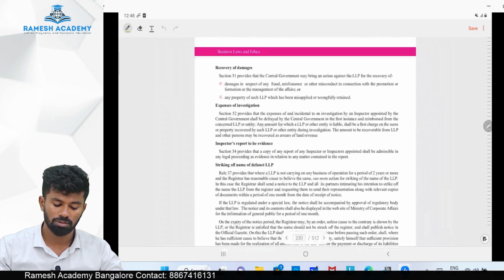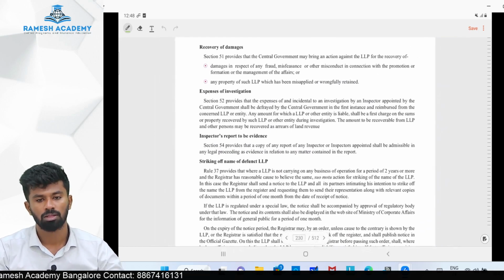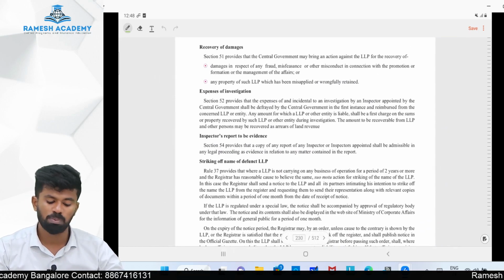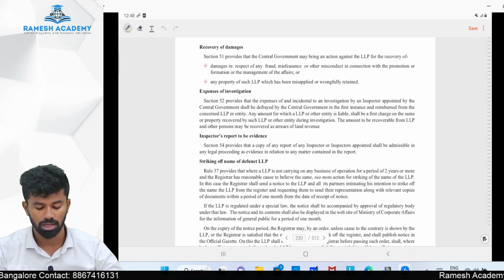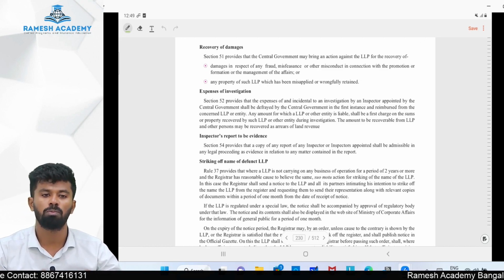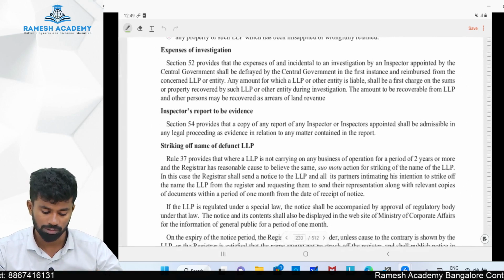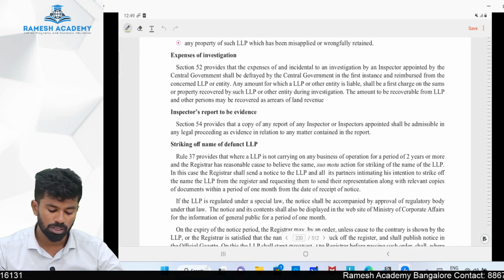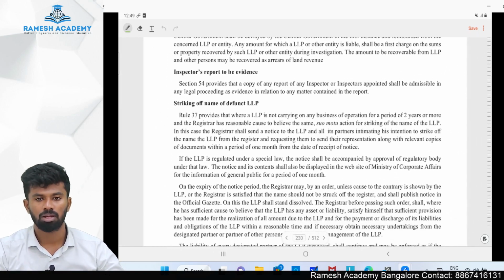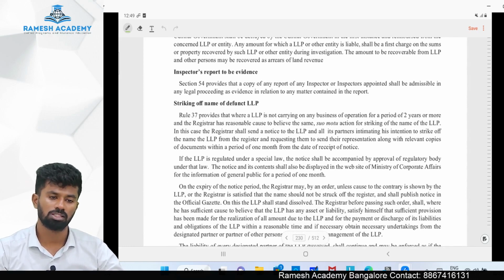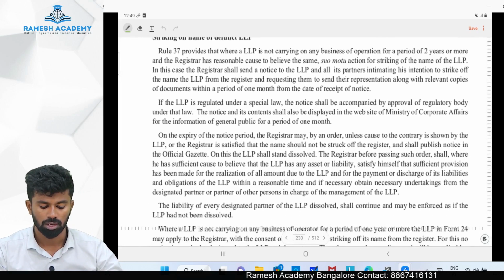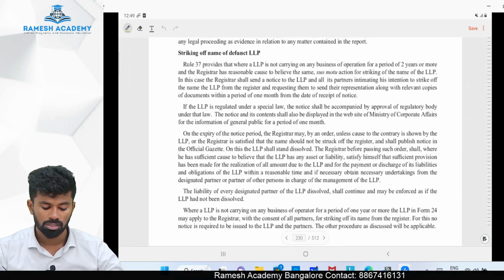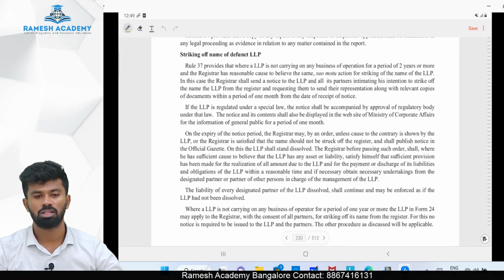So these are the ways in which investigation is done. Expenses of investigation: the investigation expenses are to be borne by the person who has asked for the investigation. Inspector's report to be evidence. Whatever inspector's report is given, that is the evidence for the purpose of carrying out the activities. Section number 37 is important. They may ask questions in the examination.